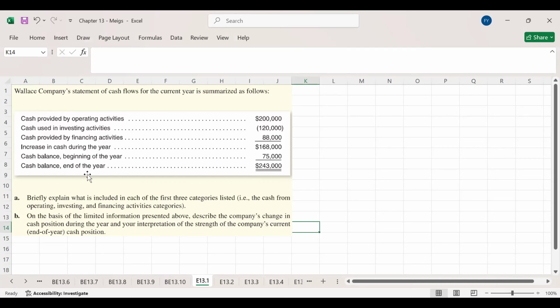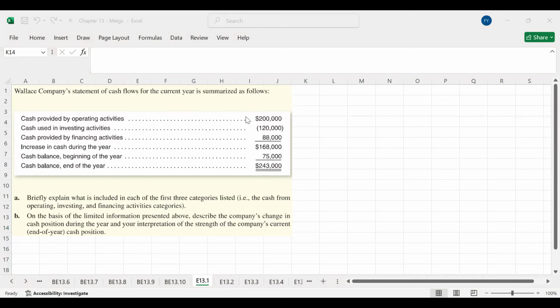So here cash flow statement is given. Number one requirement is briefly explain what is included in each of the first three categories, that is the cash from operating, financing, and investing activities categories. So, the first requirement is just explanation of what is going to be included in these activities.